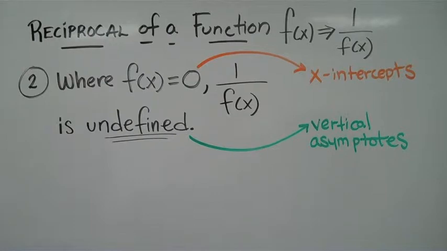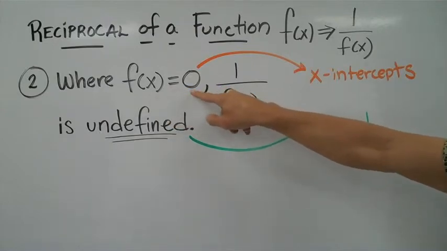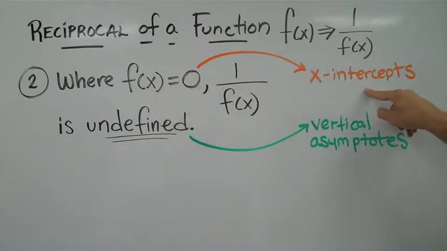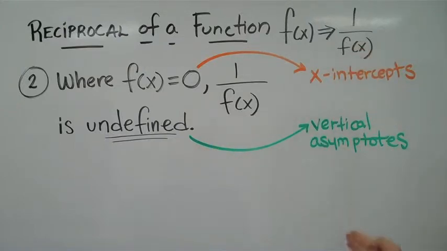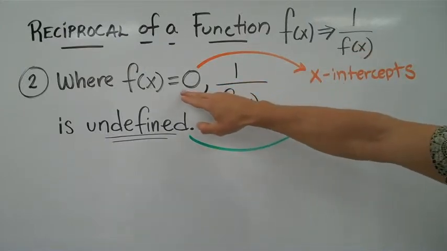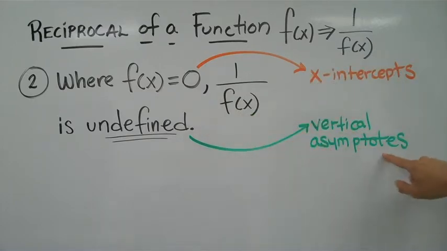Our second rule for reciprocal functions is that where f of x equals 0, the reciprocal 1 over f of x is undefined. Well, where does f of x equal 0? That's where y equals 0. When y is 0, we have x-intercepts. And what does undefined mean? It means we have an asymptote, a vertical asymptote. So for the original function where we have x-intercepts, on its reciprocal function, we're going to have vertical asymptotes. X-intercepts go to vertical asymptotes.